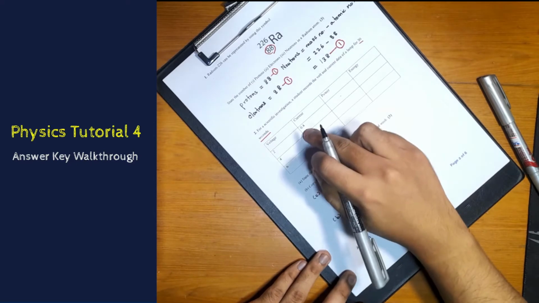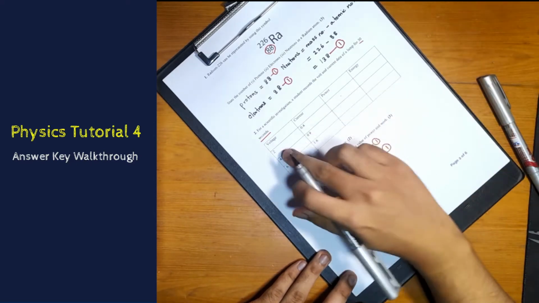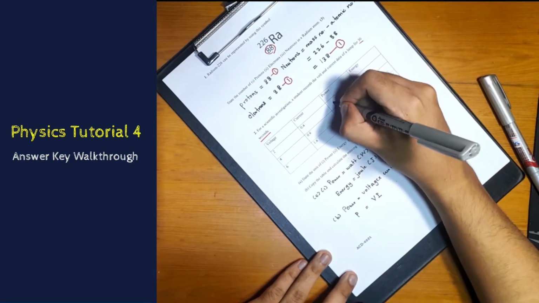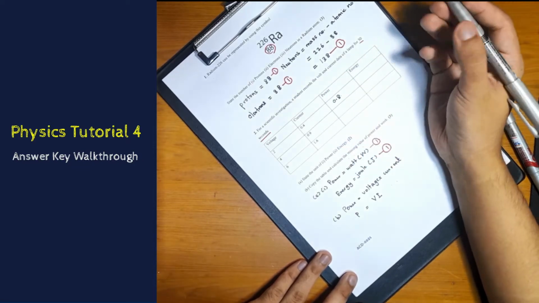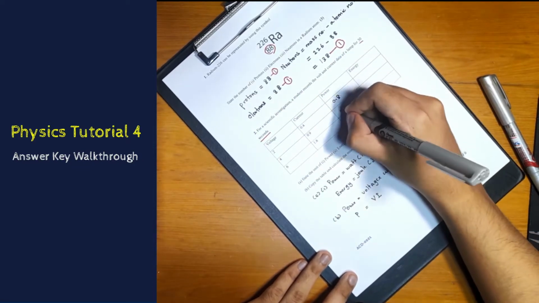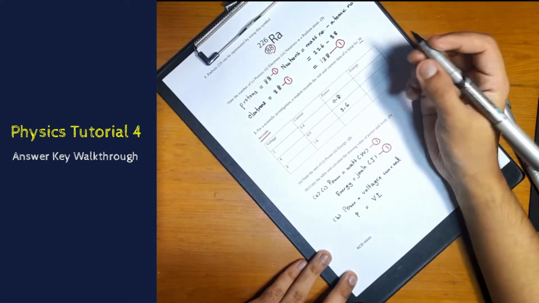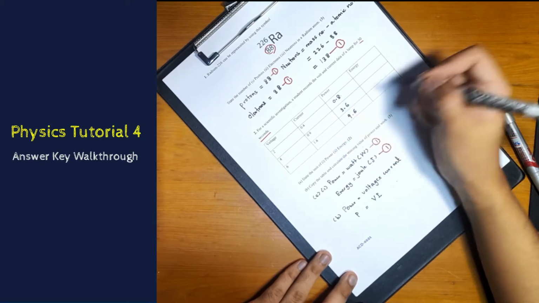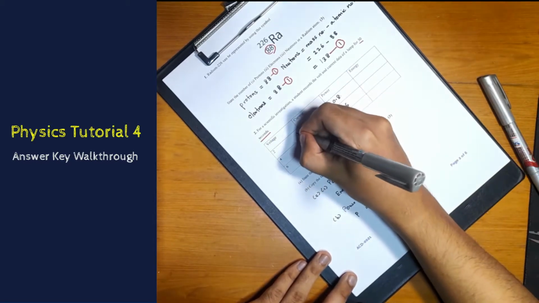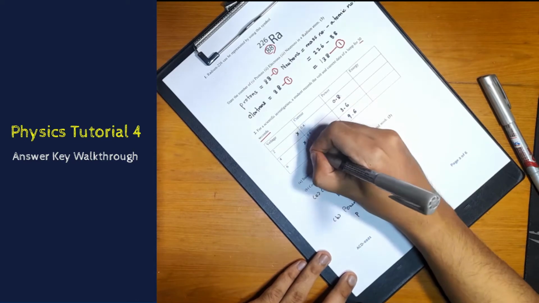So V is 2, I is 0.4, so P is equal to VI. This is 0.8, this is 3.6, and this is 9.6. Okay, so you're just going to multiply these.